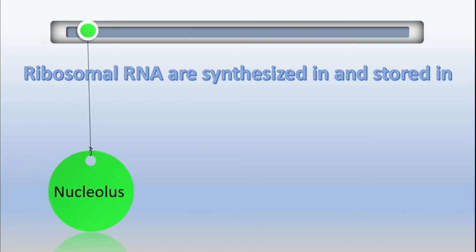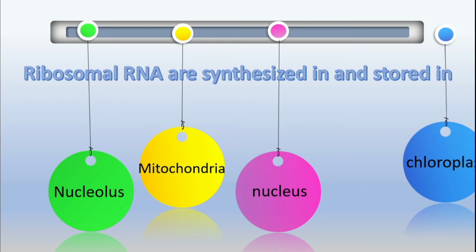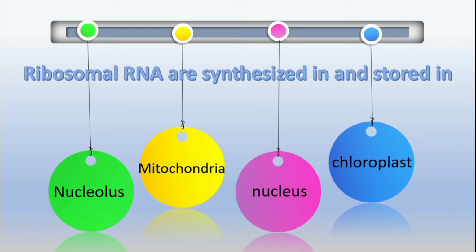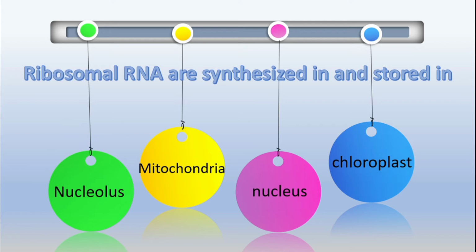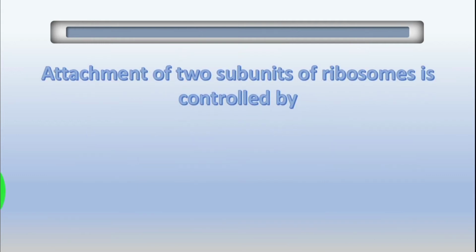Ribosomal RNA is synthesized in and stored in nucleolus, mitochondria, nucleus or chloroplast. Ribosomal RNA is the RNA that is present in ribosomes. Because nucleolus is the factory of ribosomes, we can say that ribosomal RNA is manufactured in the nucleolus. And nucleolus is the spot that is present in the nucleus.